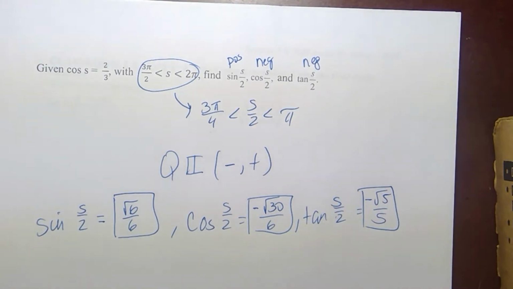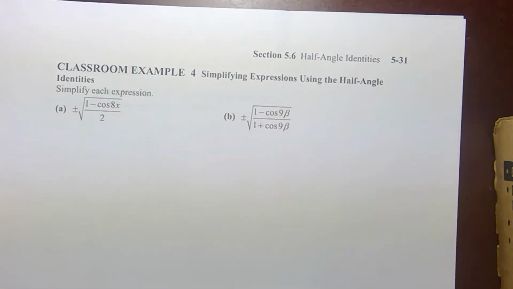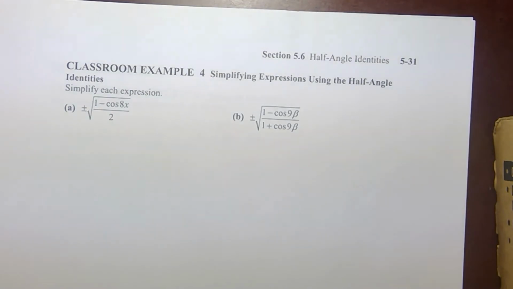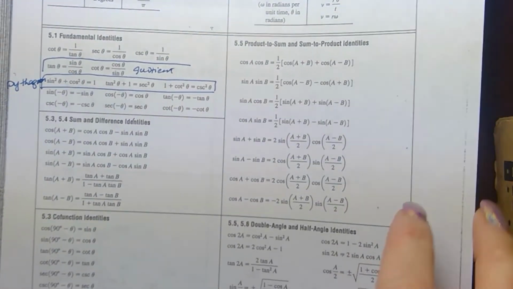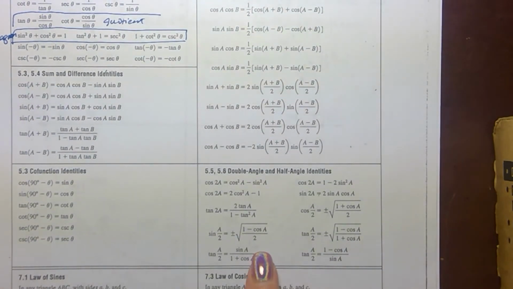Okay, guys, let's look at that next example, example 4. Notice that we haven't gotten around to doing any verifying of identities yet. We will get there. Let's do this example, and then we will verify a couple of identities. Okay, this is simplifying expressions using our half angle identities. We are given the right side of the identity, and we have to figure out which one it is. So pull out your identity sheet, find your half angle identity section down here for 5, 5, and 5, 6.